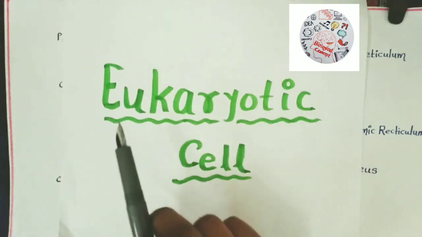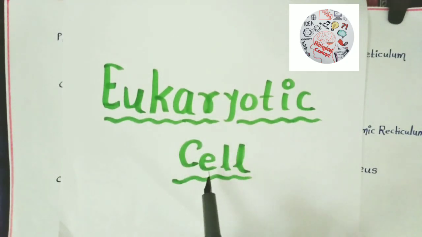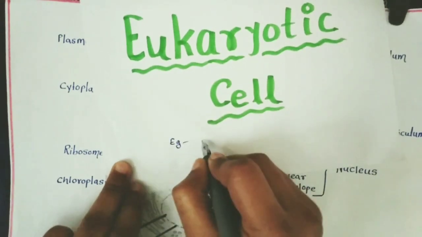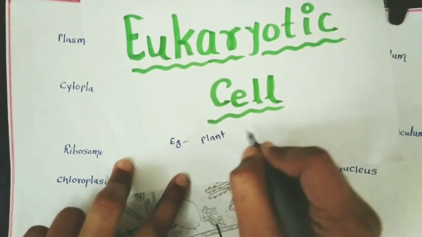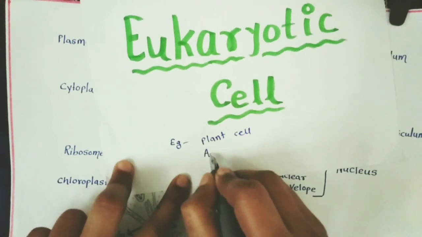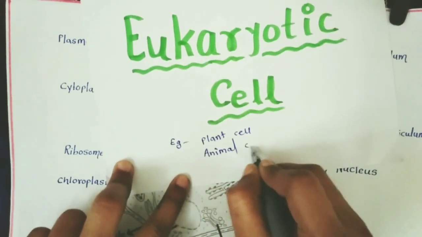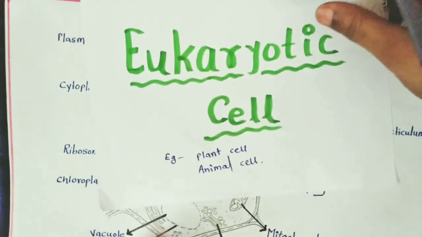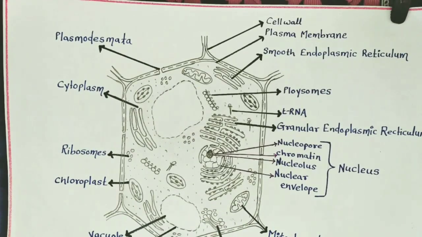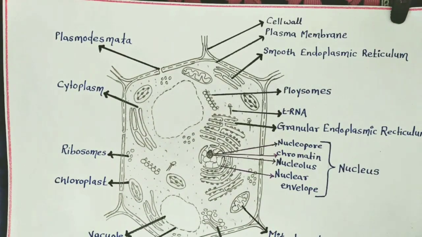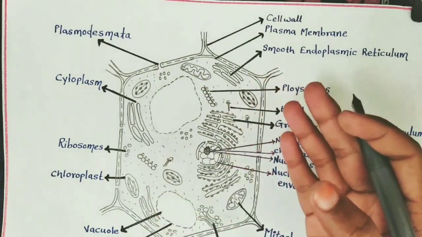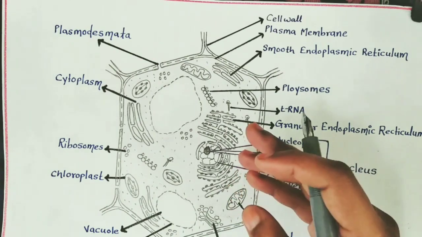Hello students, today we are going to discuss the eukaryotic cell. Examples of eukaryotic cells are the plant cell and the animal cell. The cell in which the nuclear material is separated from the surrounding cytoplasm by a nuclear envelope is called a eukaryotic cell. A nucleus surrounded by a nuclear envelope is also called a eukaryotic cell.